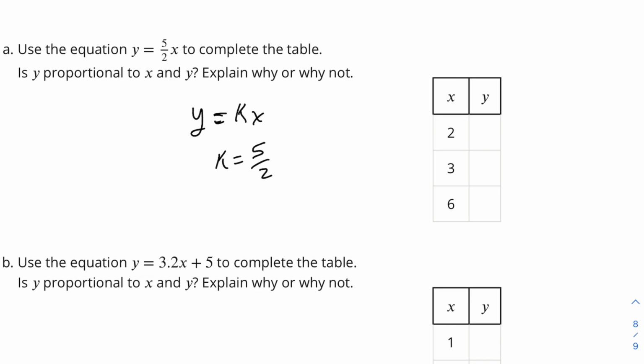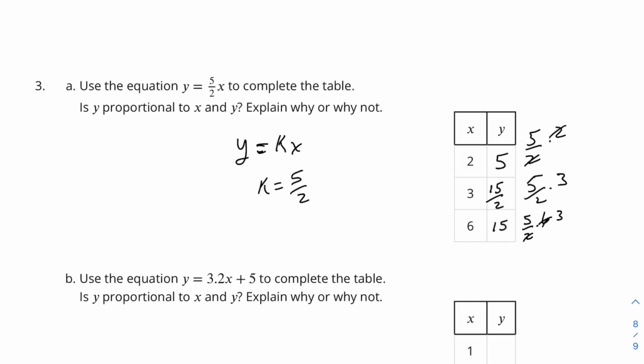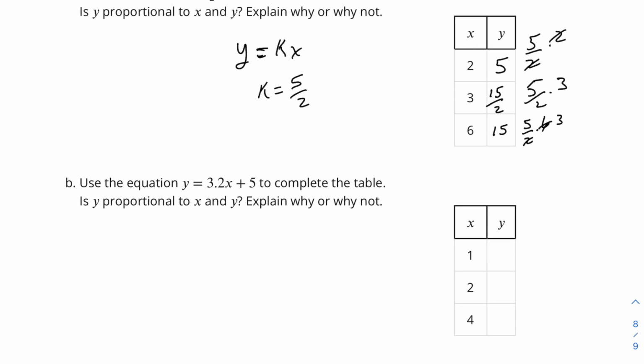Let's go ahead and use that to complete the table. We have 5 over 2 times 2. Well, that's the same thing as 10 over 2. Or you can just think of it as 2 goes into itself, so all you have is 5. The next one, we have 5 over 2 times 3. That's the same thing as 15 over 2. We'll just leave it like that. You could call it 7.5. And then we have 5 over 2 times 6. In that case, our 2 goes into the 6 evenly 3 times, and 5 times 3 is 15. And yes, that is proportional because it's in the form y equals kx.